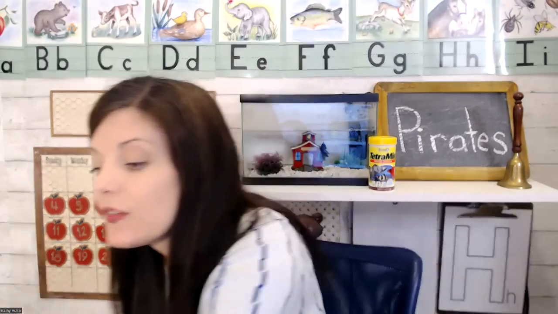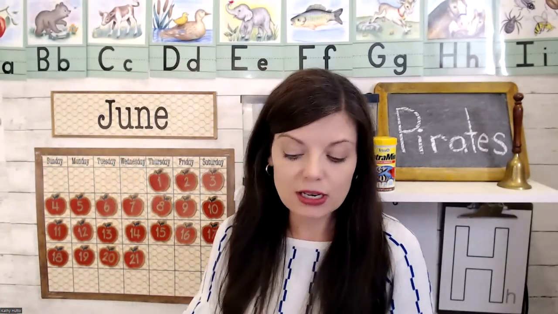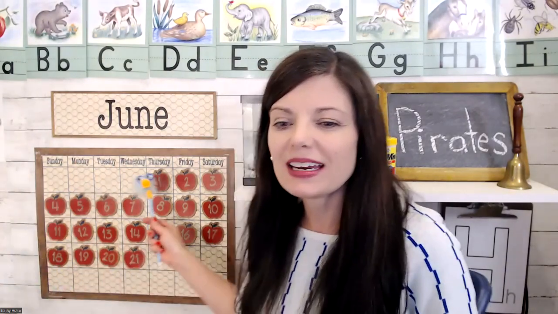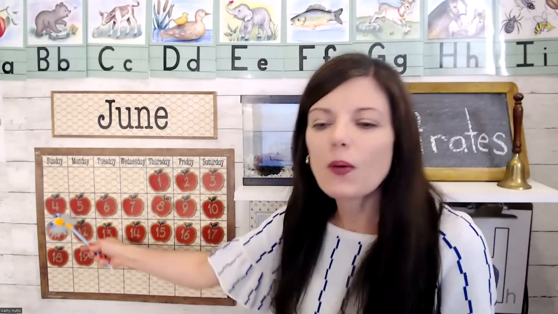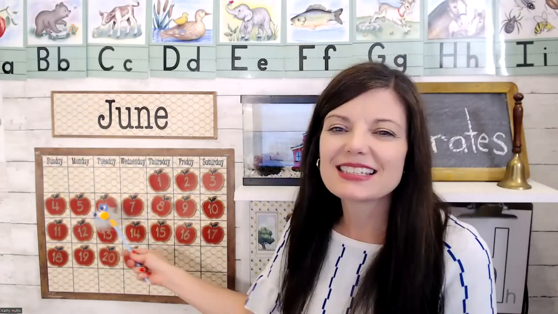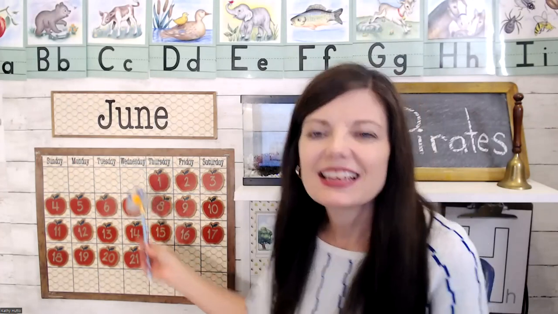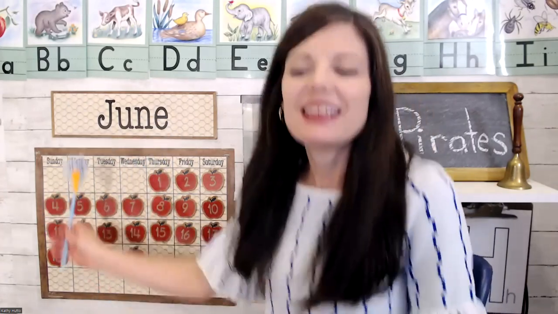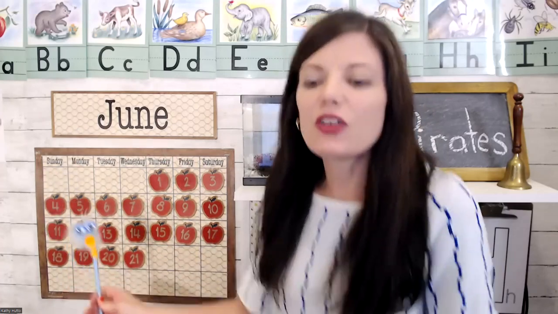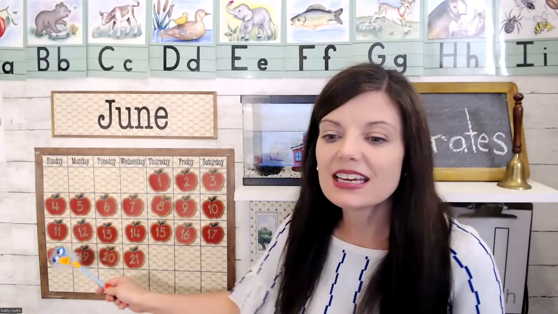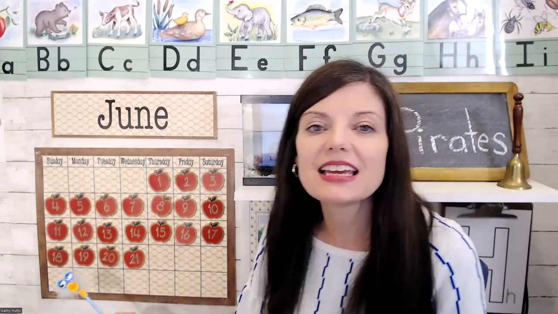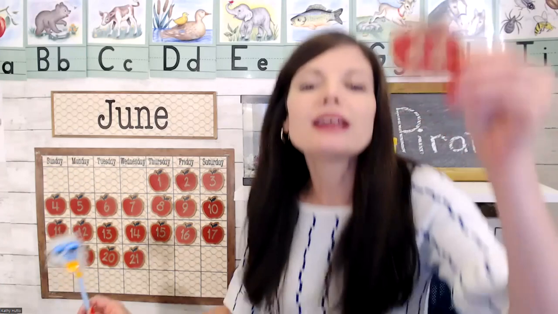Okay, it says today we're going to hop. So if you want to, you can stand and hop, or you can hop from your chair. Here we go. You're ready to hop. One, two, three, four, five, six, seven, eight, nine, 10, 11, 12, 13, 14, 15, 16, 17, 18, 19, 20, 21, 22 hops. Today is June 22nd.